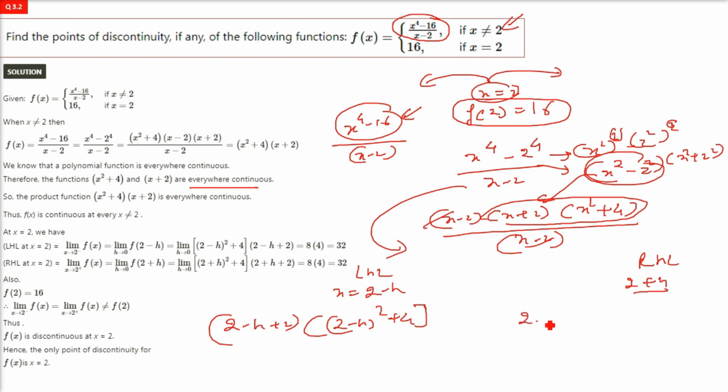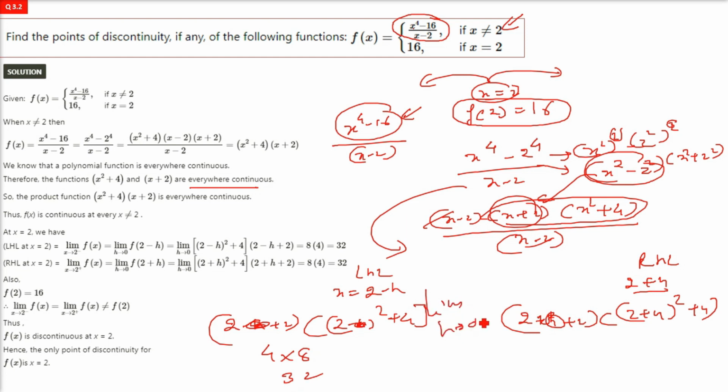So I am putting 2 minus h on the left hand side, LHL. Same thing, but here we are going to put 2 plus h. So 2 plus h plus 2, and in x square plus 4, so 2 plus h whole square plus 4. Okay. Now either you open it and put h equals 0, or you can put h equals 0 directly here only. So what do you get?